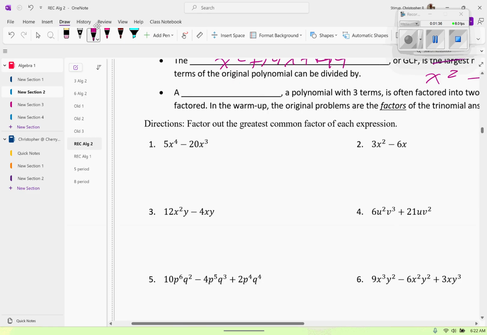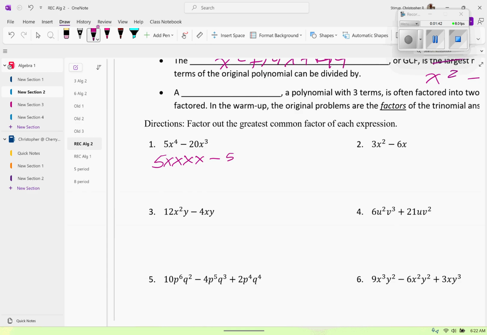So it looks like I could factor a 5. So that's 5 times x times x times x times x, minus 5 times 4 times x times x times x. So I can factor a 5 out of both and an x cubed. So 5x to the third comes out. I'm left with x minus 4 inside. Do the same idea here. I can factor 3x out of both. That's going to leave me x minus 2.